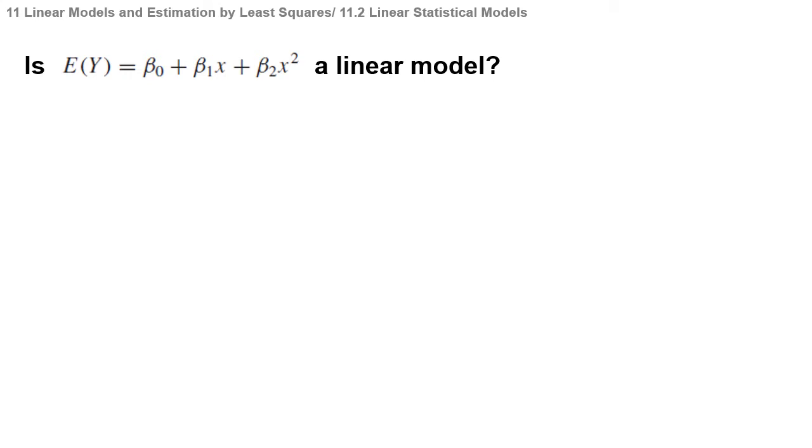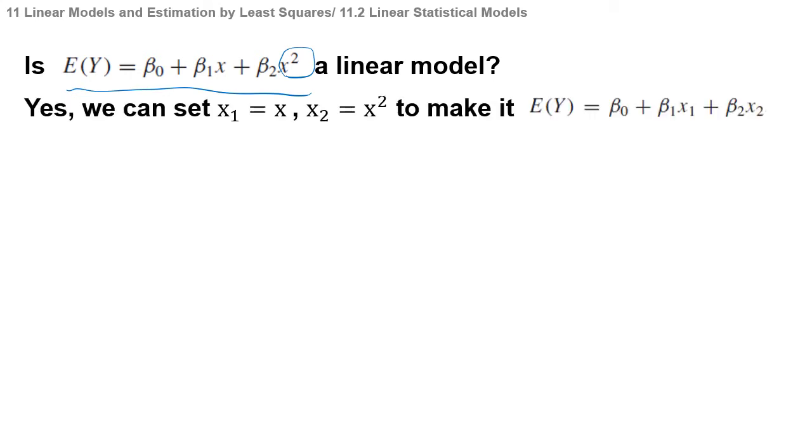And let me give you a simple question. If we model some situation like this, is this a linear model? Is the expected value of y equals beta 0 plus beta 1 x plus beta 2 x squared? So here is an x squared term. But do we say this is a linear model? Actually, the answer is yes. If we specify x1 as x and x2 as x squared, then we can re-express this in this form. So in this case, this is a linear model.